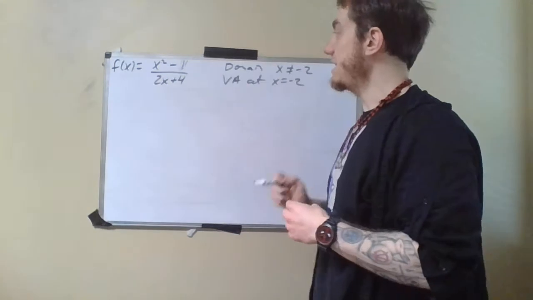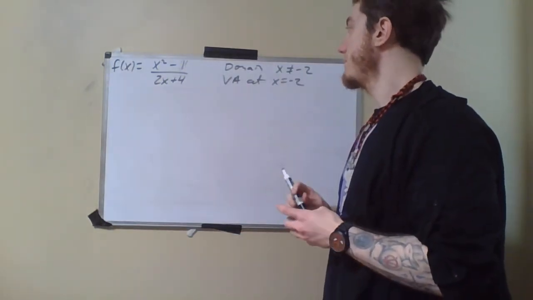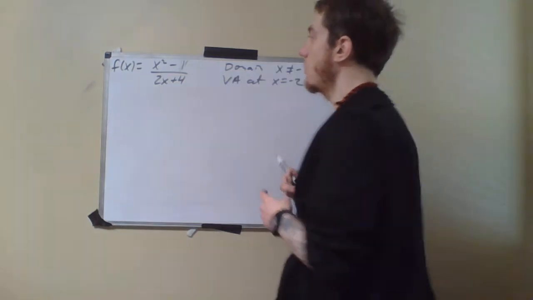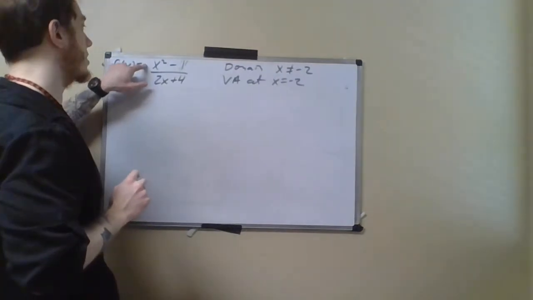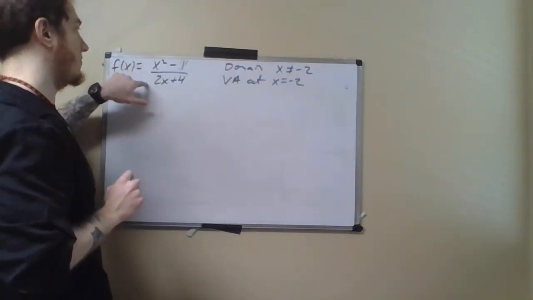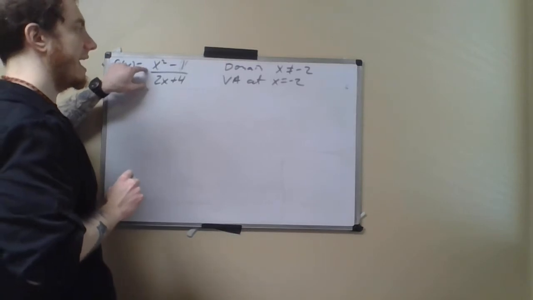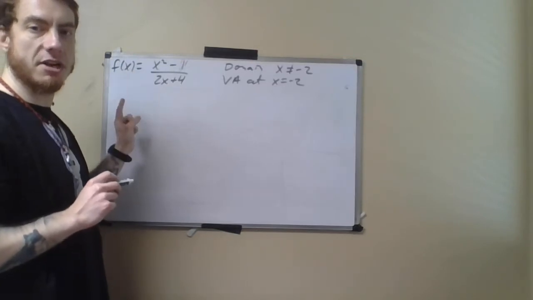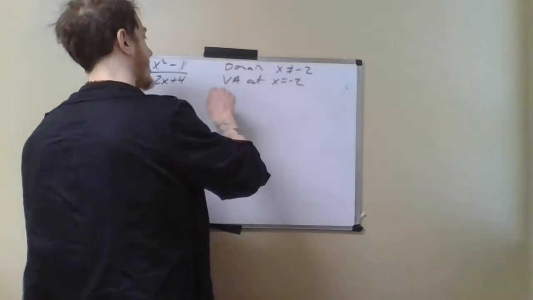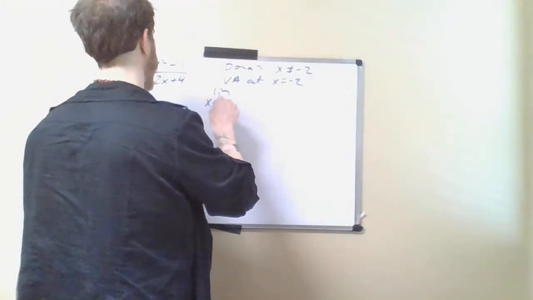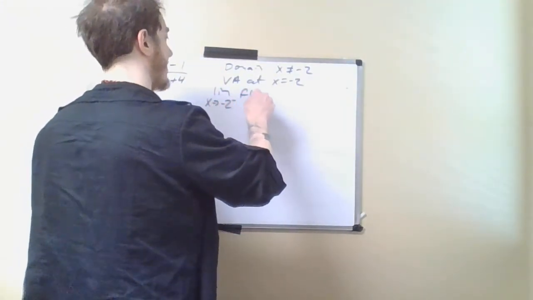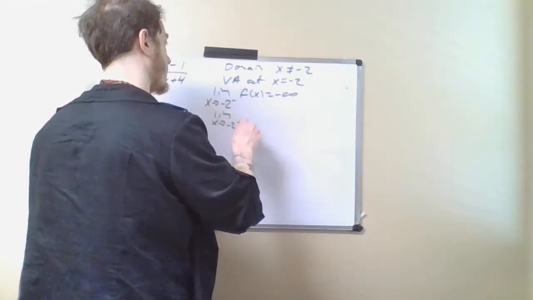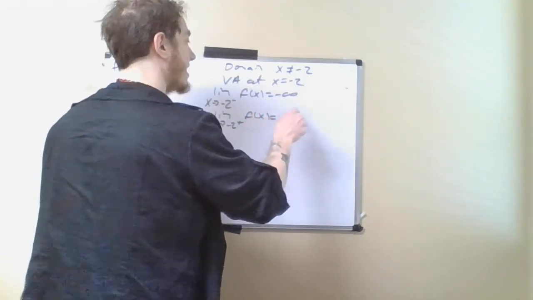And in fact, we can see that as we come in from the left-hand side to this vertical asymptote, the numerator is going to be positive, the denominator is negative, so the fraction is negative, and as we come in from the right-hand side, the numerator is positive, the denominator is positive. So we can see that the limit as x approaches negative 2 from the left of f of x is negative infinity, and the limit as x approaches negative 2 from the right is positive infinity.